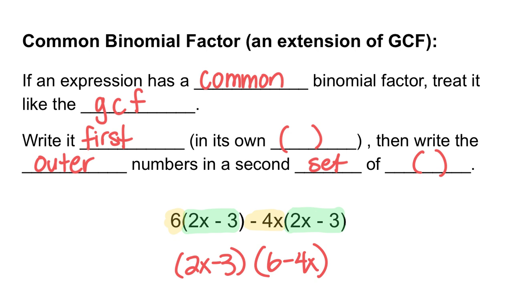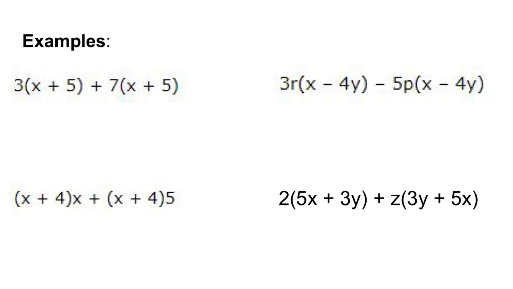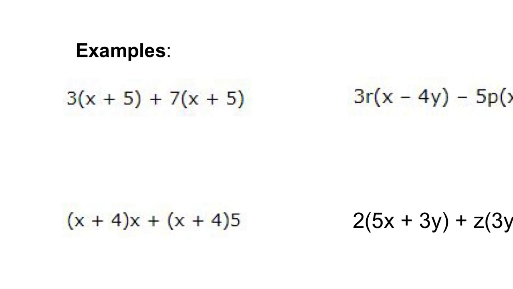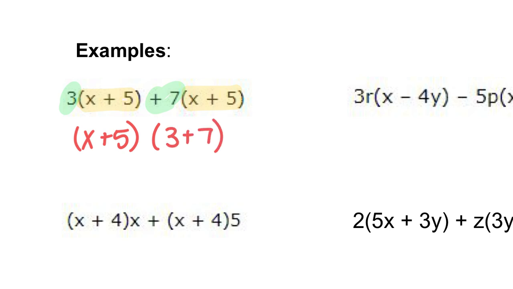Okay, so let's look at some examples with that. So in this first one, I have 3(x plus 5) plus 7(x plus 5). This x plus 5 is a common binomial factor. Both terms have it. It's a binomial. So it gets written down as your first factor. And by the way, it doesn't actually matter whether you write it first or second, but I always just write it first. And then the outside parts, those leftovers, what I like to call them, the 3 and the 7, make the second factor, 3 plus 7. So the matching piece goes first, the leftovers go second.